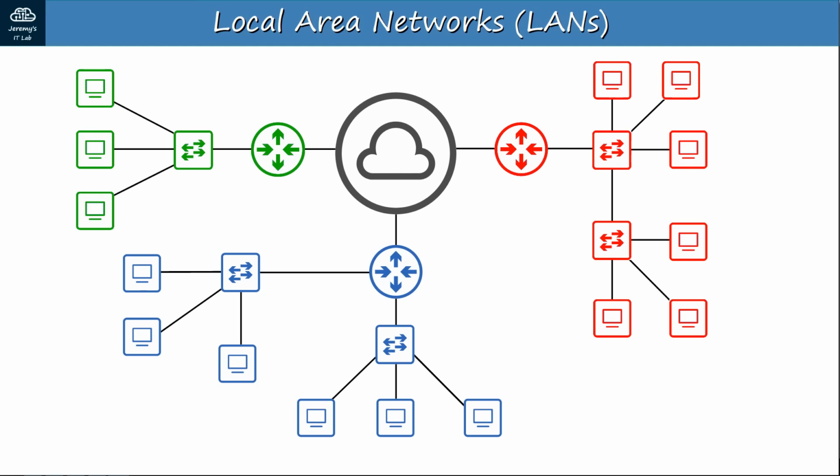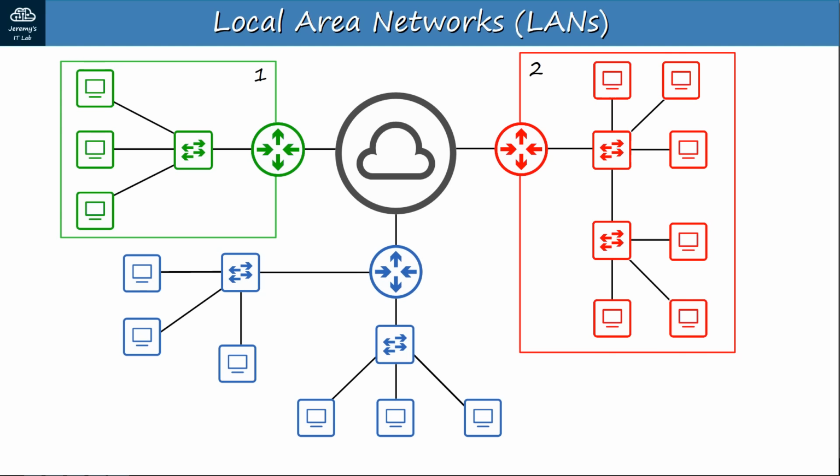Well, by the definition I'm using, this green network, consisting of 3 PCs, 1 switch, and the router interface they are connected to, is one LAN. This red network is also one LAN. Although there are 2 switches, it is all one LAN. Switches do not separate LANs, but adding more switches can be used to expand an existing LAN. So these red devices are part of one large LAN.